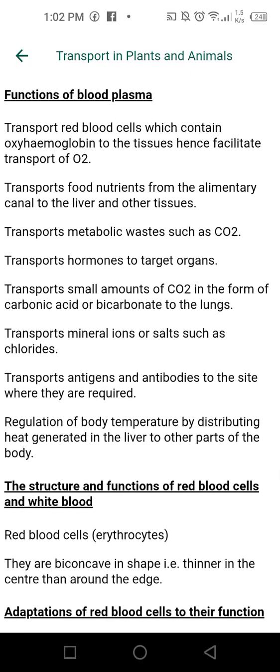Transports food nutrients from the alimentary canal to the liver and other tissues. Transports metabolic wastes such as CO2. Transports hormones to target organs. Transports small amounts of CO2 in the form of carbonic acid or bicarbonate to the lungs. Transports mineral ions or salts such as chlorides. Transports antigens and antibodies to the site where they are required. Regulation of body temperature by distributing heat generated in the liver to other parts of the body.